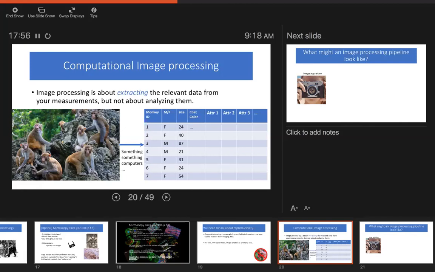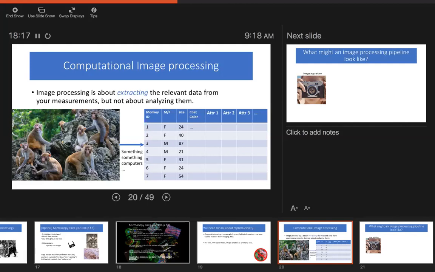So this process of just numbering individual objects is called image labeling, and we're going to go over it at some point. It is important, if you want to track stuff over time, to preserve the label. Right? So monkey number one in the first frame should be monkey number one in the second frame.